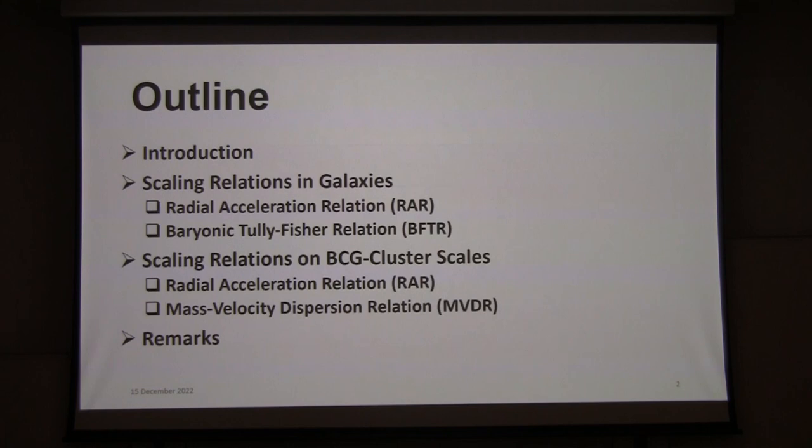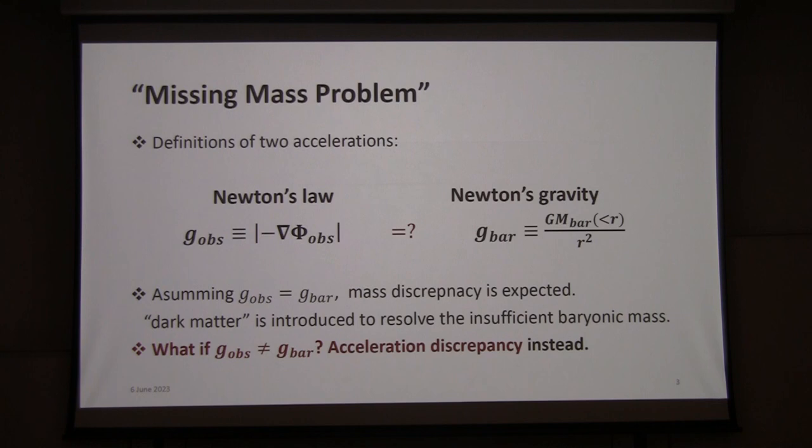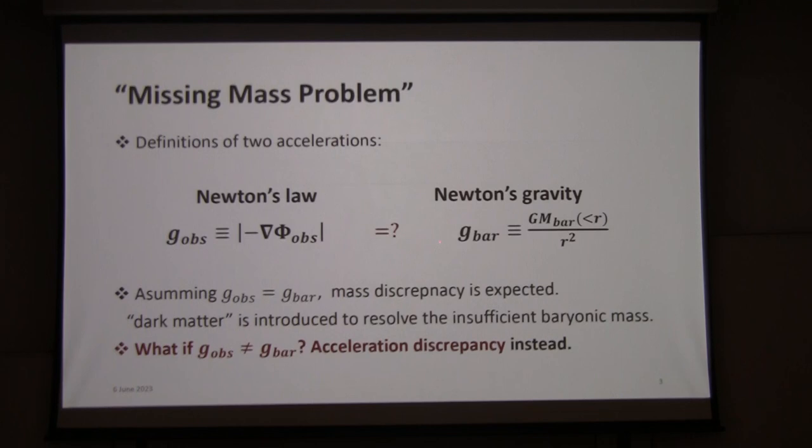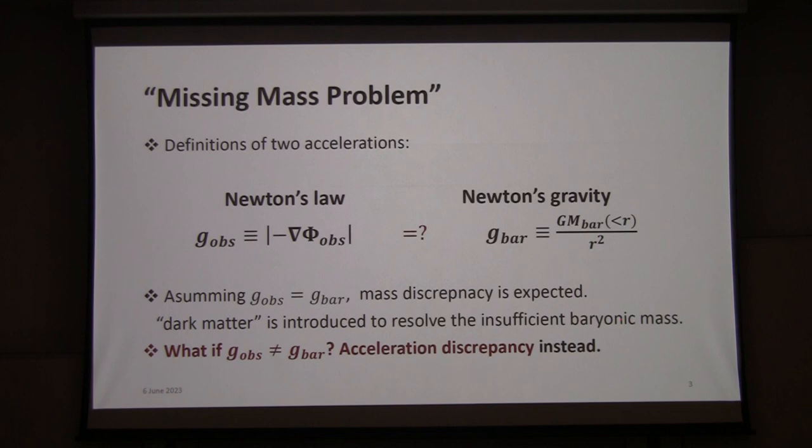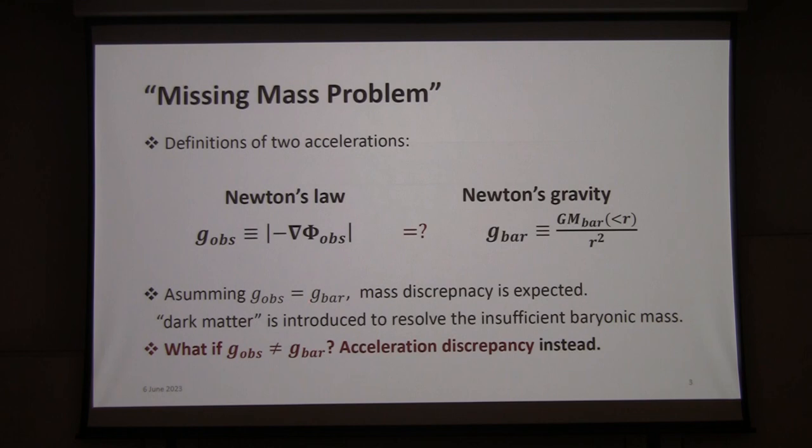So here is the concept of the missing mass problem. We have the observed acceleration from Newton's law, and we have the baryonic acceleration. The dark matter concept is introduced to resolve the insufficient baryonic mass, assuming that the observed acceleration equals the baryonic acceleration. But what if they are not the same? So we have to look at it in terms of acceleration discrepancy instead. Why don't we measure these two accelerations instead? And this is the concept of the radial acceleration relation.